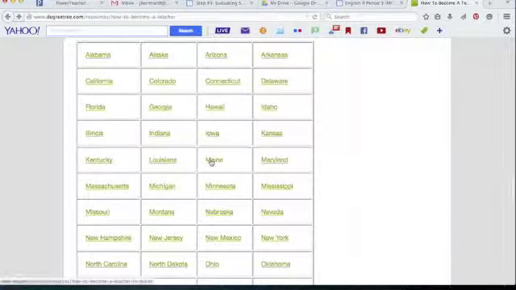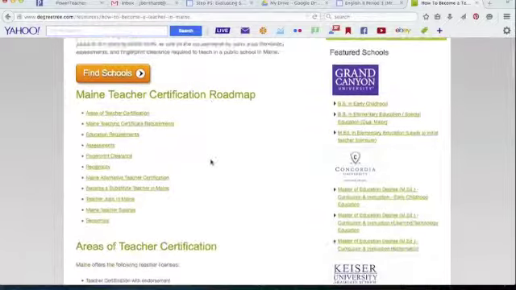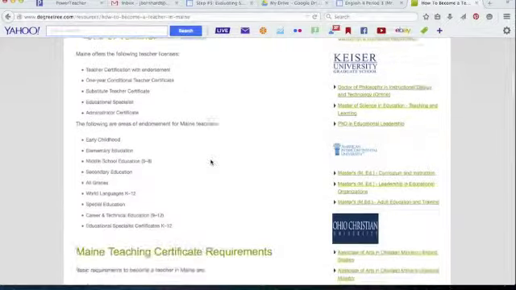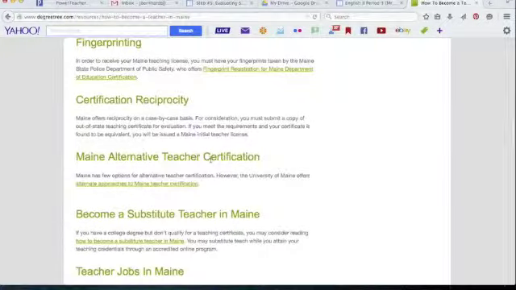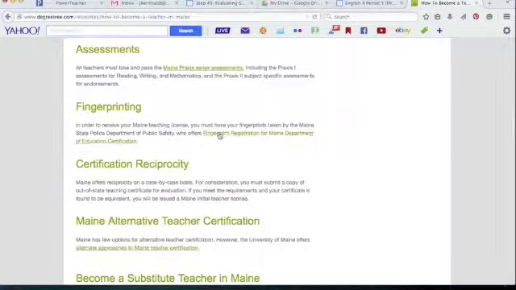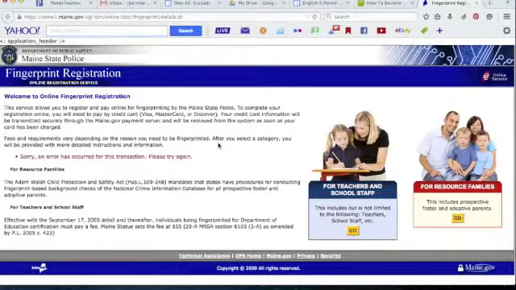So let's click on Maine and look at the different links that they give for the certification piece. Let's look at the fingerprinting, and it actually sends us to the Maine state government website, which of course would give us accurate information.